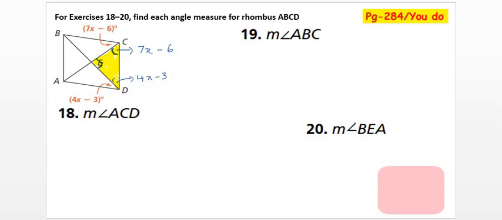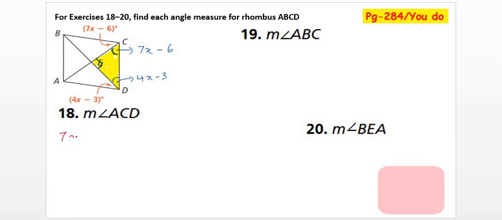As I told you when I started the lesson, in a rhombus, when you draw the two diagonals, we get four congruent right triangles. So this is a right triangle, which means if I add all these three angles, their sum will be 180. And why am I making this equation? To find the value of x.